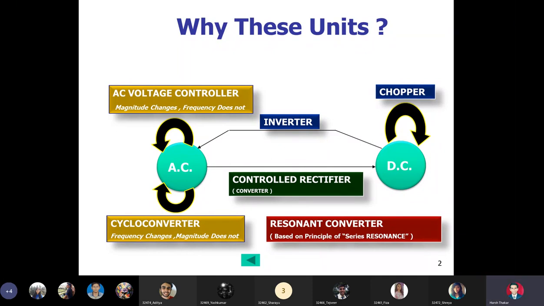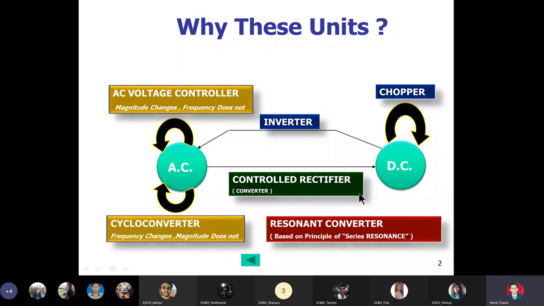If I convert DC energy into DC energy, in the sense I convert a fixed input DC into a variable output DC, specifically chopped DC, which we discussed in the theory session yesterday, that is called as a chopper. And the last power converter is a resonant converter, which works on the principle of series resonance.